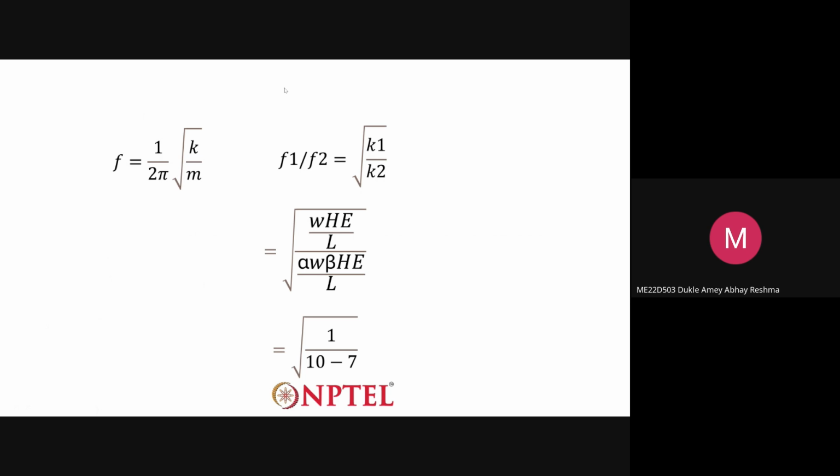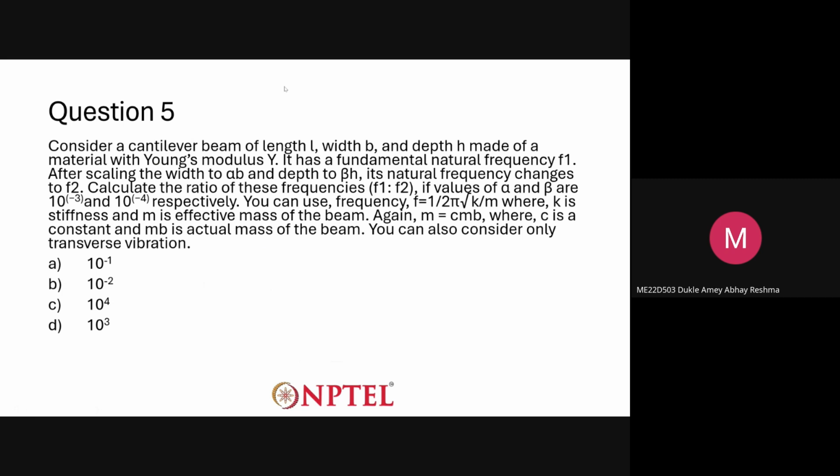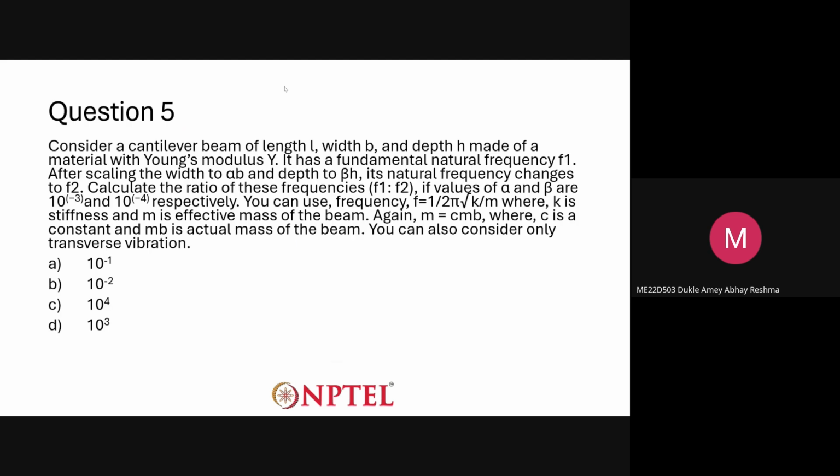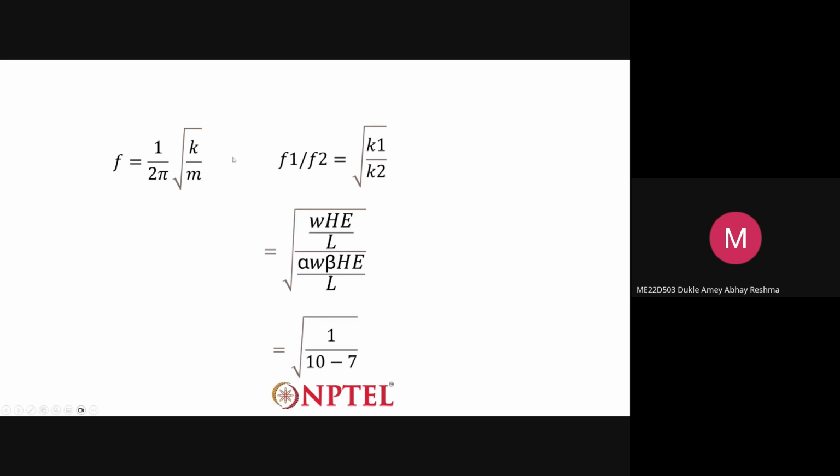What is happening is we are considering that the mass is the same, although the question doesn't say that, because when you are scaling something, the mass will change. But here, since the value of c has not been given, if it had been given we would have had to consider mass also. So we are just considering the mass as constant for both the beams.